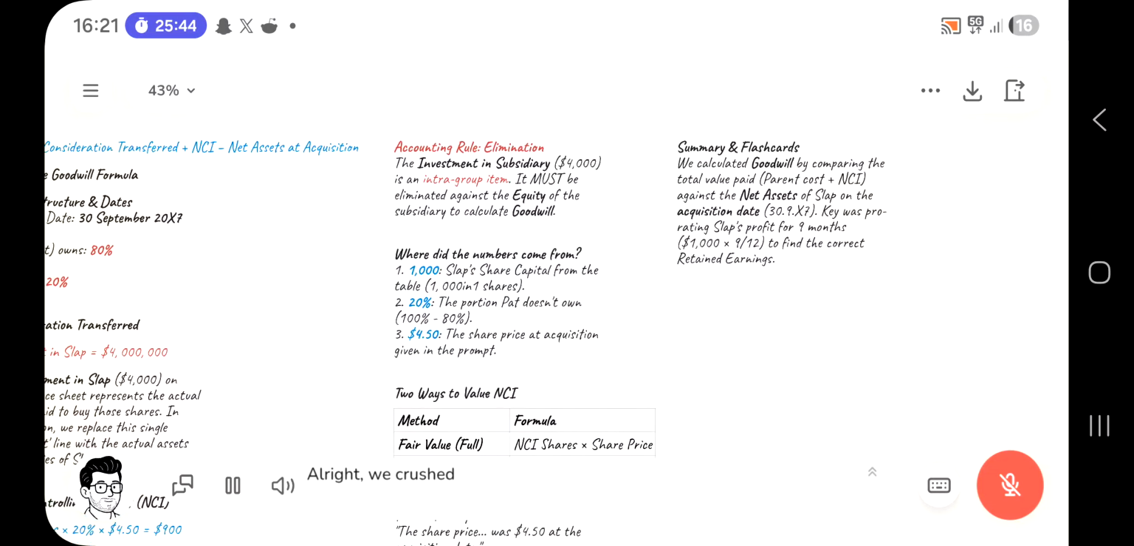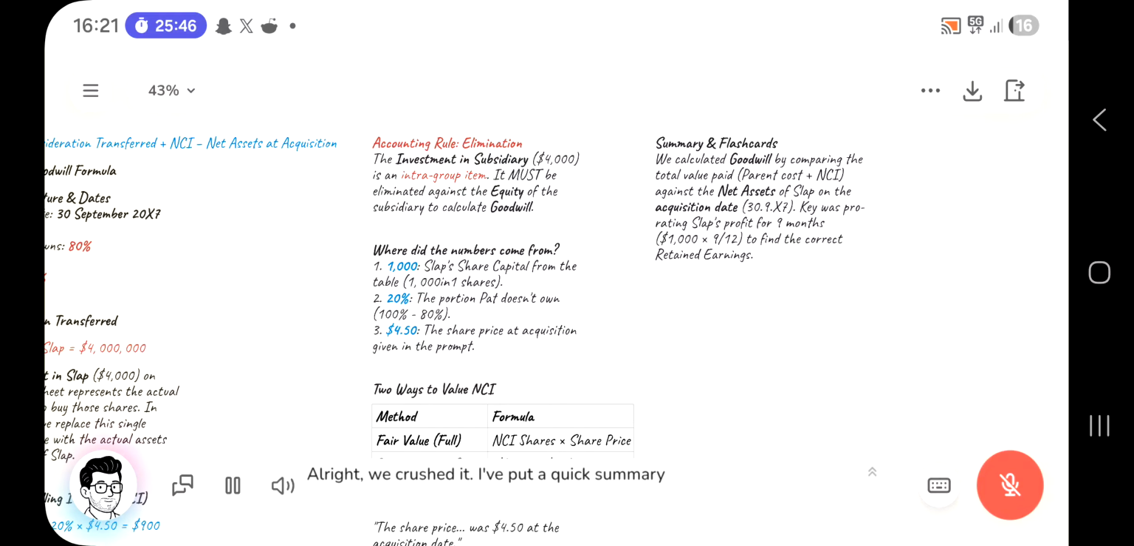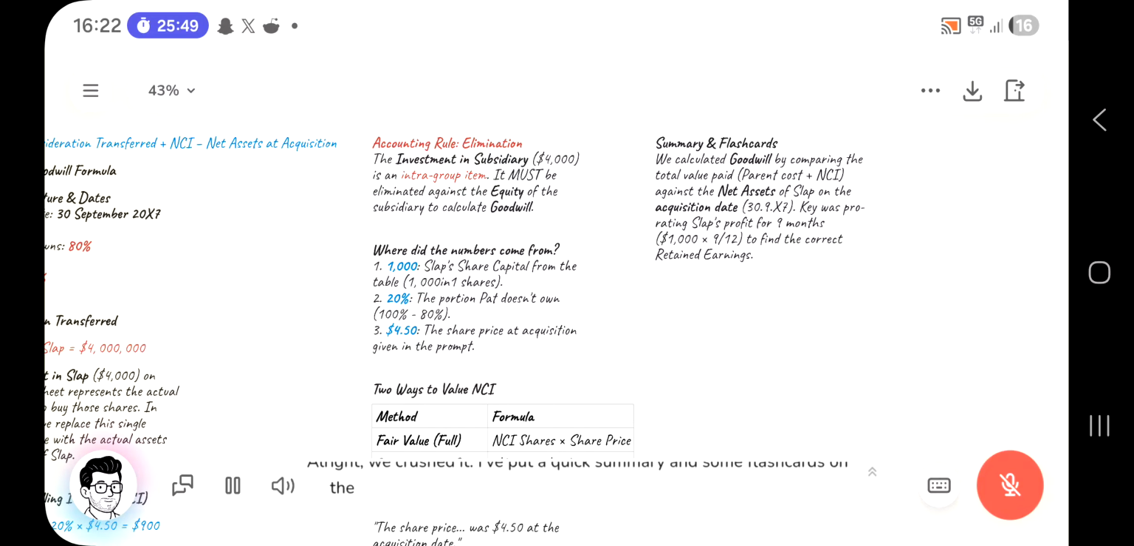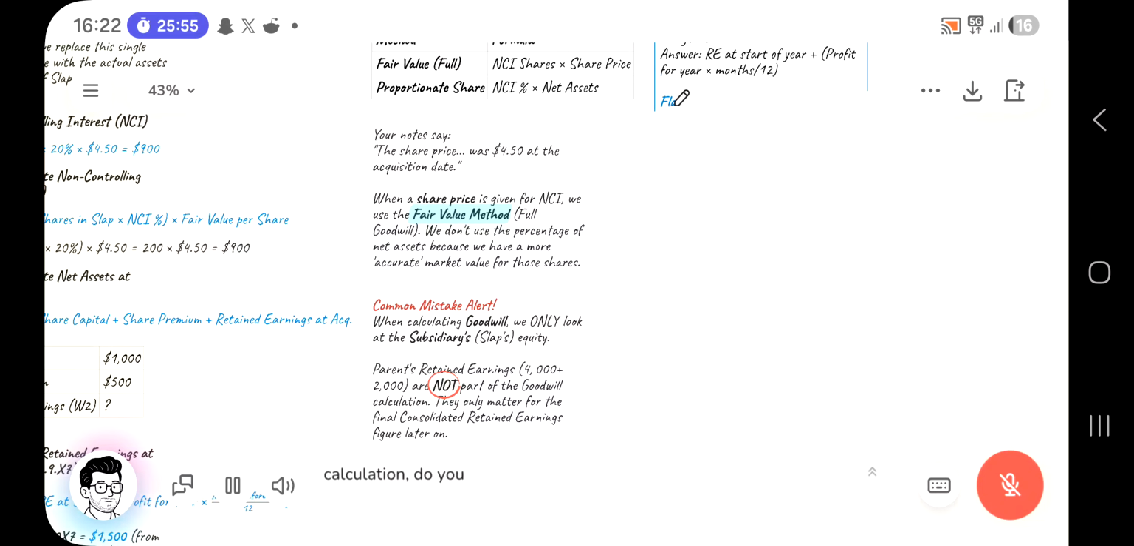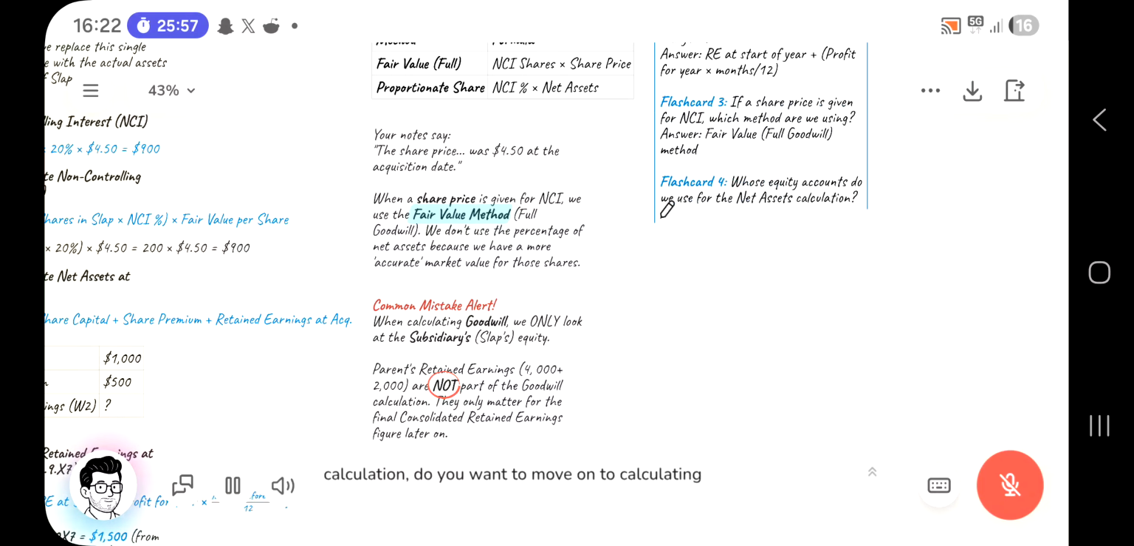Alright, we crushed it. I've put a quick summary and some flashcards on the board for you to lock this in. Since we finished the goodwill calculation, do you want to move on to calculating the consolidated retained earnings for the whole group? Or is there another part of this activity you want to tackle?